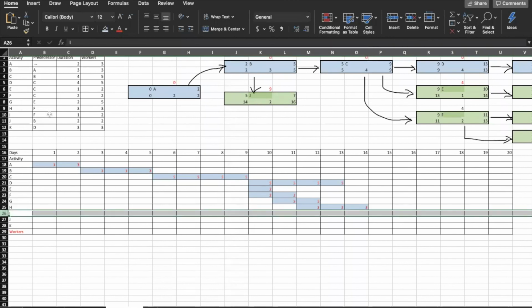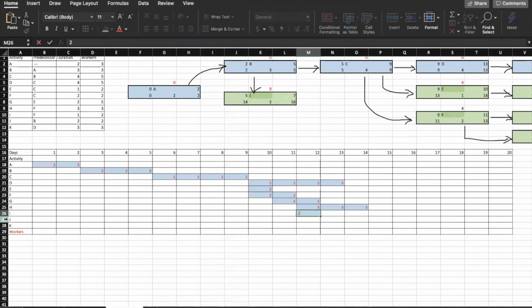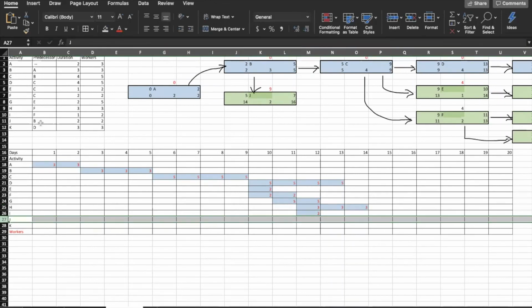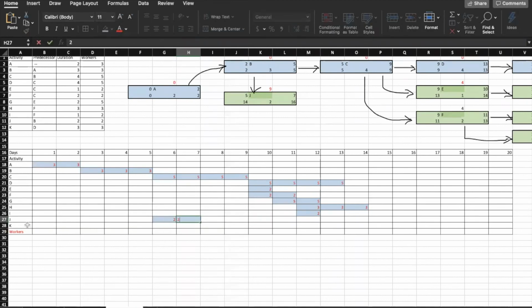For activity I, we start after F, and then that would be 1 day and 2 workers. For activity J, we have right after B, so we can start this on day 6. It takes 2 days and 2 workers. And for activity K, we start right after D, which would be day 14, with 3 days and 3 workers for each of the days.